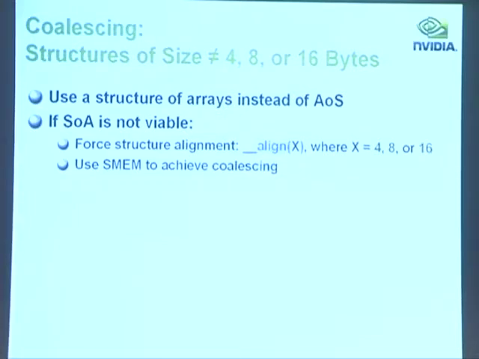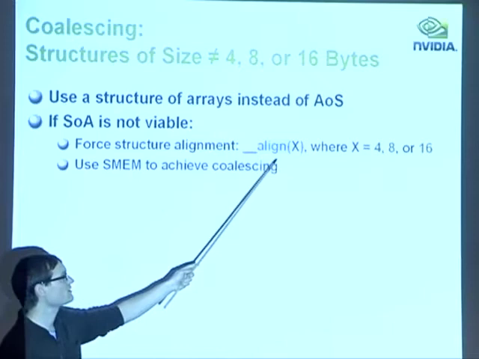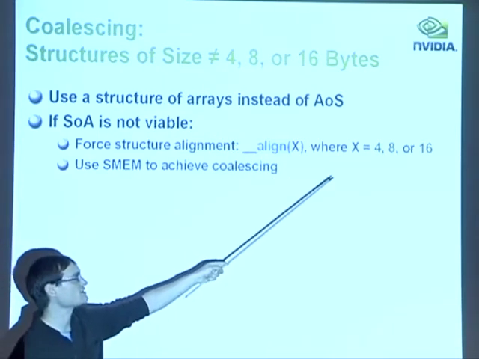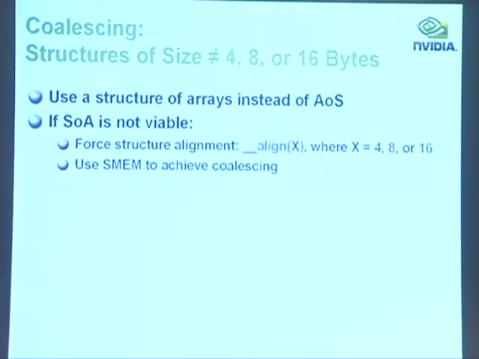If you can't do structure of arrays, then when you define your structure, we have an intrinsic called align, where you can tell it to align to 4, 8, or 16, which will cause each struct to be aligned within the array, with possible waste of storage. And then use shared memory to achieve coalescing. There's an example of this align. I'm not going to go into detail. There's an aligned types sample in the SDK where you can see more detail on this.